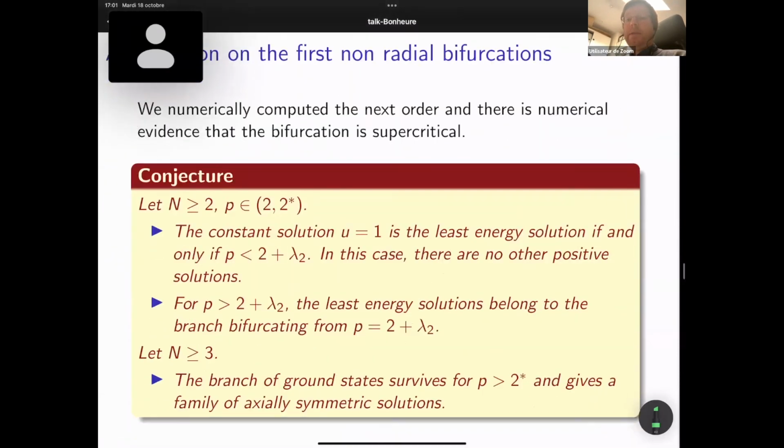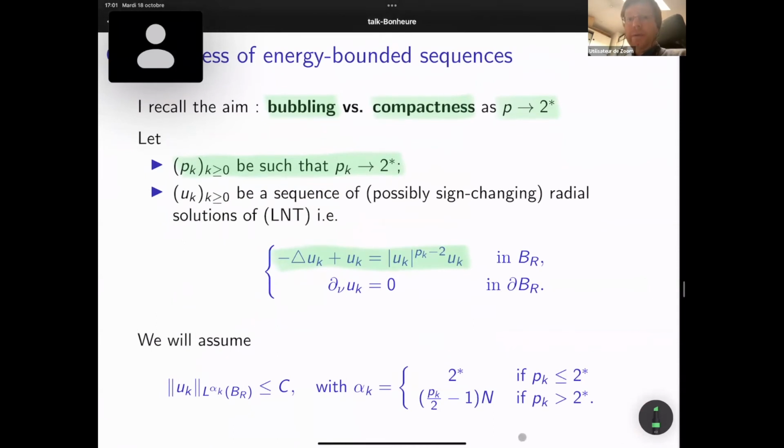To be able to classify solutions, you will have to make some assumption. The assumption that we are making is the following. We assume that u is bounded in some norm that we call L^{α_k}, where, when p_k is less than 2*, α_k is 2*. So in the subcritical case, if we are approaching the critical exponent from the left, then we assume that we have an L^{2*} bound, which is totally equivalent to asking for an H1 bound, of course, from the Sobolev inequality on one side, and from the equation on the other side.